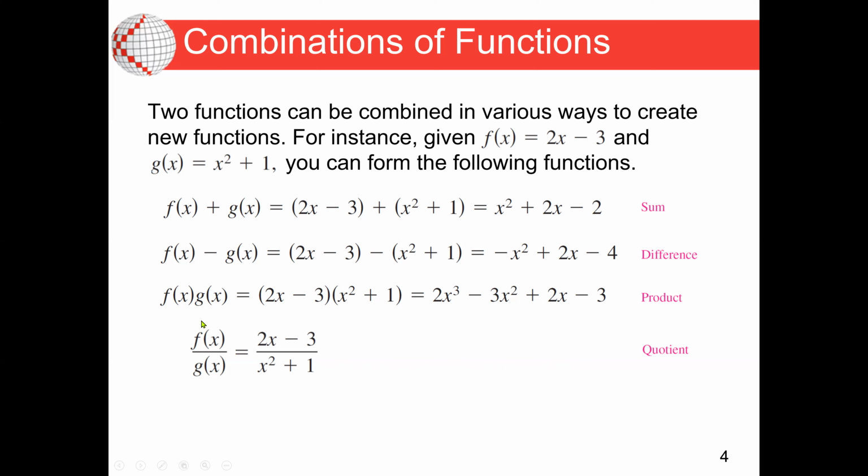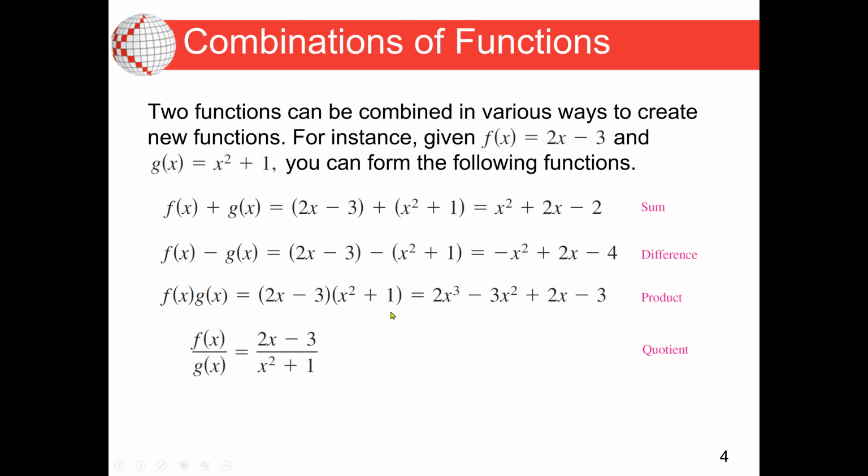The same thing applies, so we can find f(x) multiplied by g(x). To multiply two functions, we just multiply each term by each one. So first I can start with the 2x. 2x times x squared will give me 2x cubed. 2x times 1 will give me 2x. Then minus 3 times x squared will give me minus 3x squared.